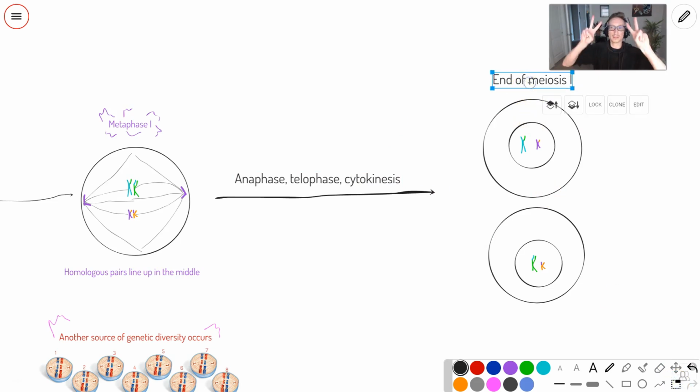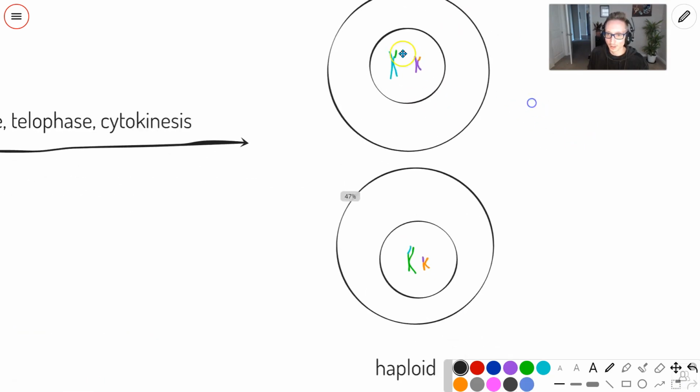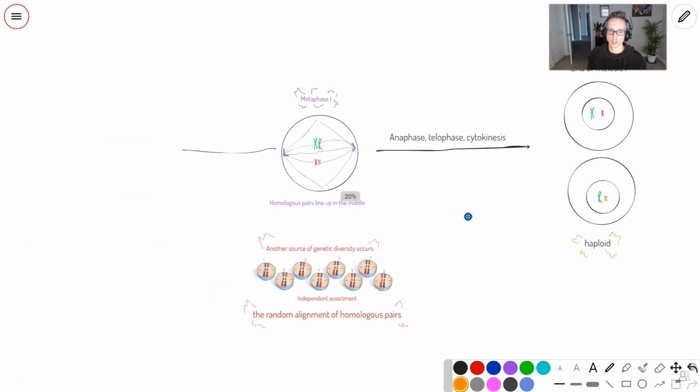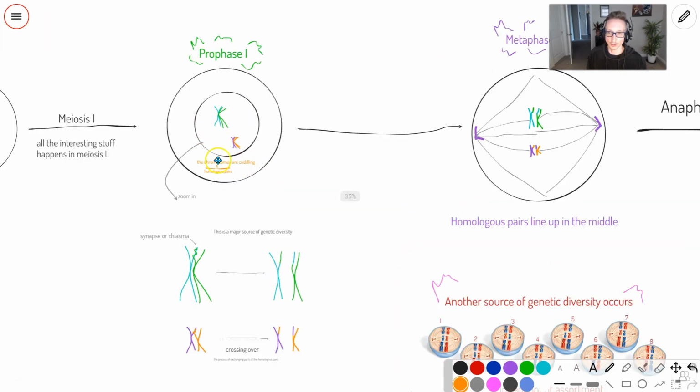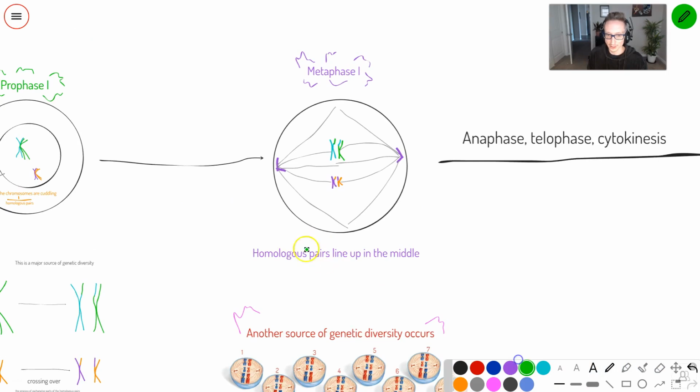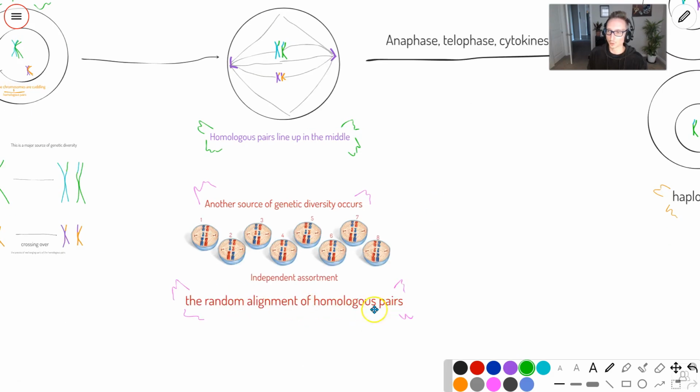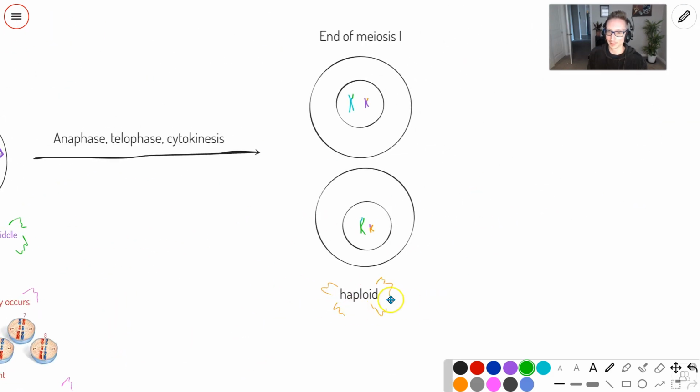Now we've done essentially two methods of increasing genetic diversity, and these are now also haploid, because they only have one version of the big chromosome and one version of the little chromosome. So these are now haploid. That's the third thing that's very interesting. Actually, there are four interesting things that happen: crossing over, homologous pairs lined up in the middle, random or independent assortment, and then the cells are now haploid.